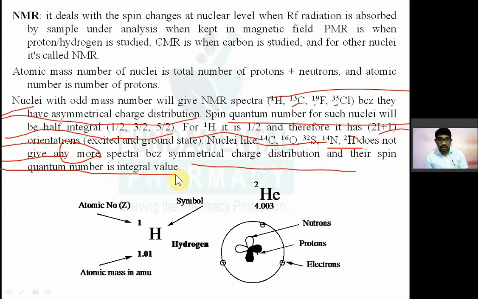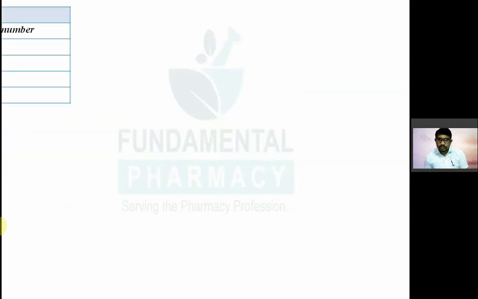What will its spin quantum number be? 1, 2, 3, 4, like that. Those nuclei which have an odd mass number, their spin quantum number will be half integral, and only those atoms will show NMR spectra. Those atoms which have an even mass number will have an integral spin quantum number, and that's why they will not show any spectra in NMR. Are you getting it or not? Do you understand?